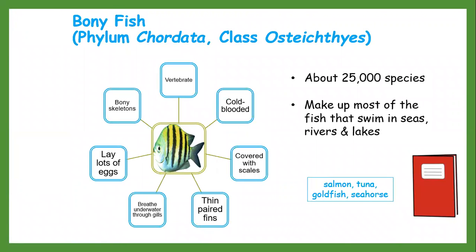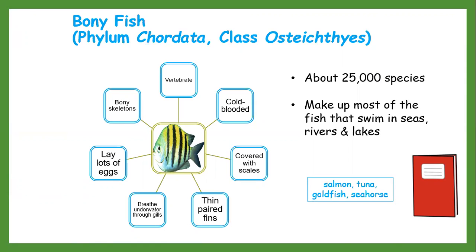Okay, and moving on to fish. So fish also have vertebrae, are cold-blooded. They're covered with scales. They have thin paired fins. They breathe underwater through their gills. They lay lots of eggs. Many of them have bony skeletons.